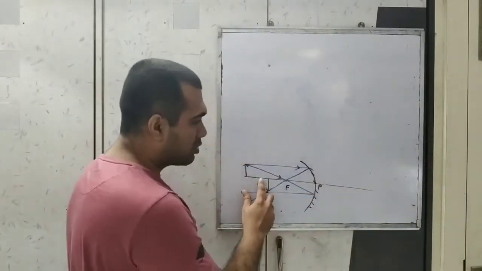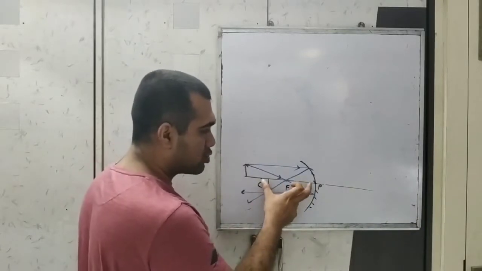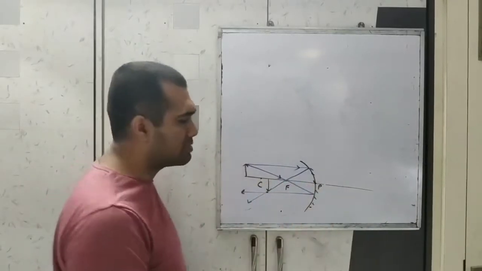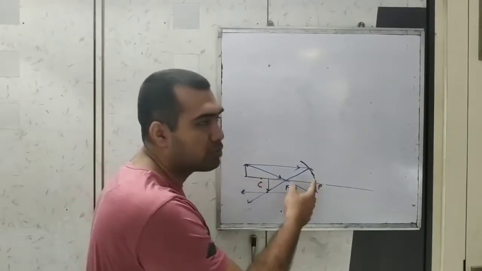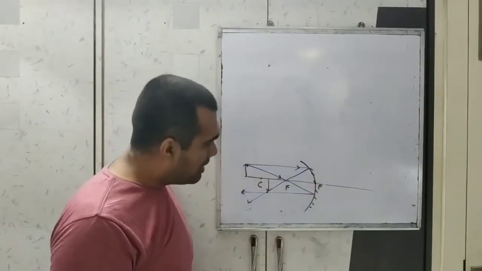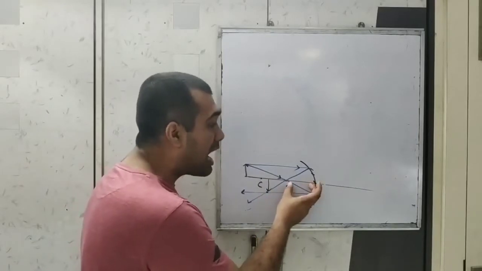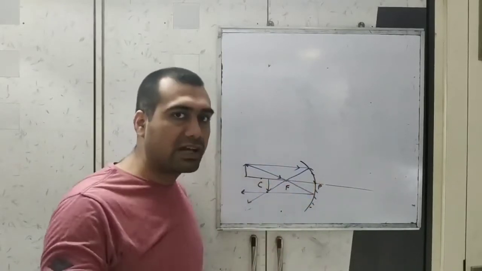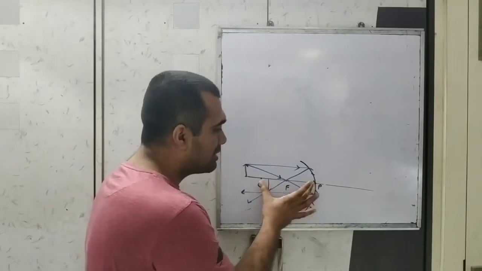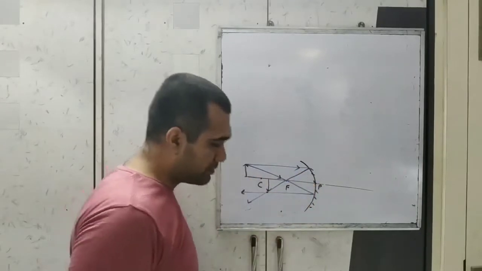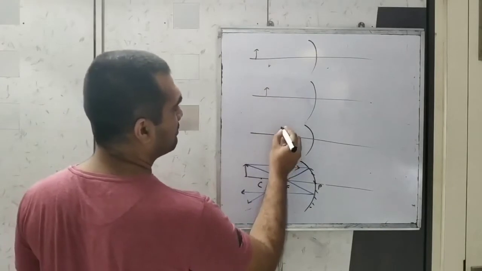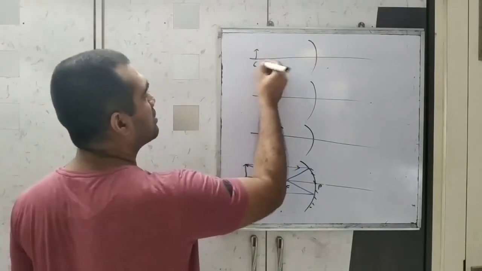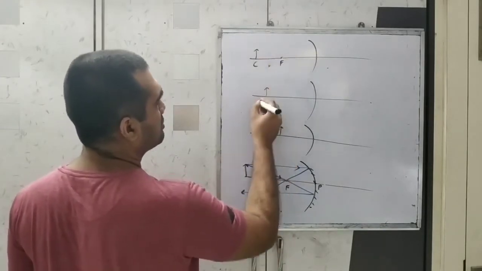Next case, what if the object is exactly at C, which is here. And notice how I said the radius of curvature is twice the focal length. Focal length is the distance between the focus and the pole, and the radius of curvature is the distance between the center of curvature and the pole. And the focal length is always half of the radius of curvature. That is why I told you to take this as 3 centimeters and this as 6 centimeters. Object at C, object between C and F, object at F. Let's see what happens in these scenarios.